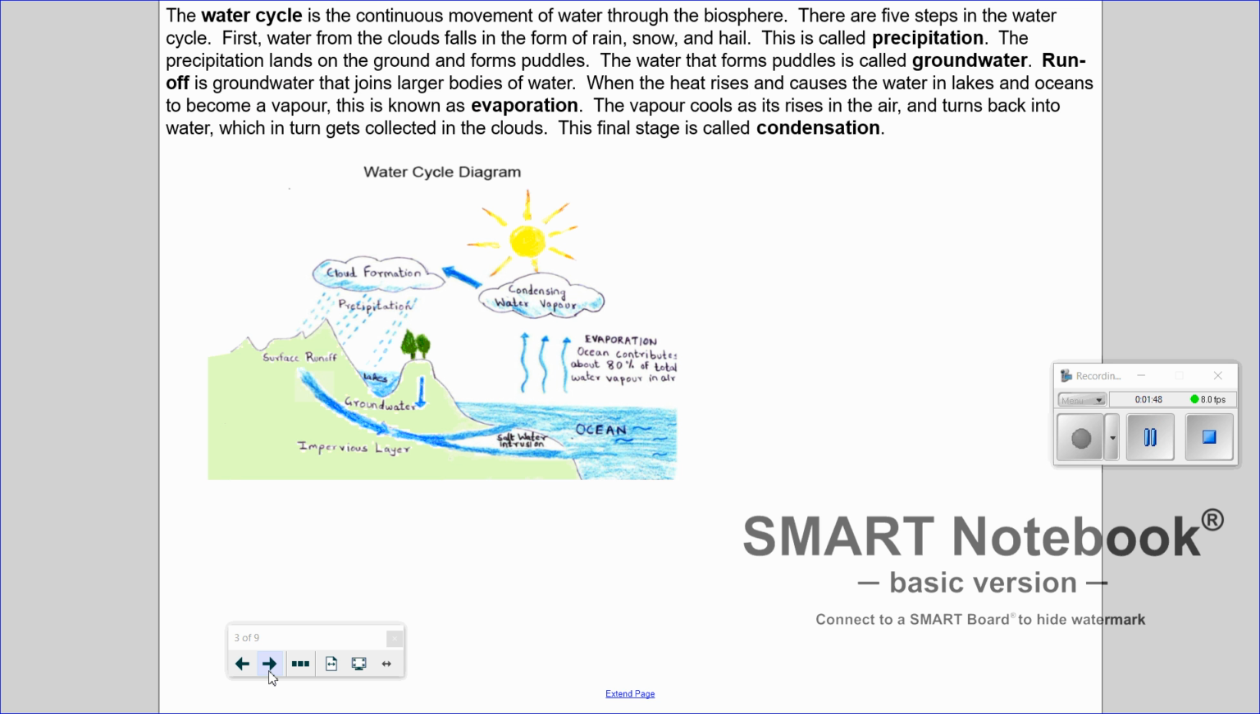When the heat rises and causes the water in lakes and oceans to become a vapor, this is known as evaporation. The vapor cools as it rises in the air and turns back into water, which in turn gets collected in the clouds. This final stage is called condensation.